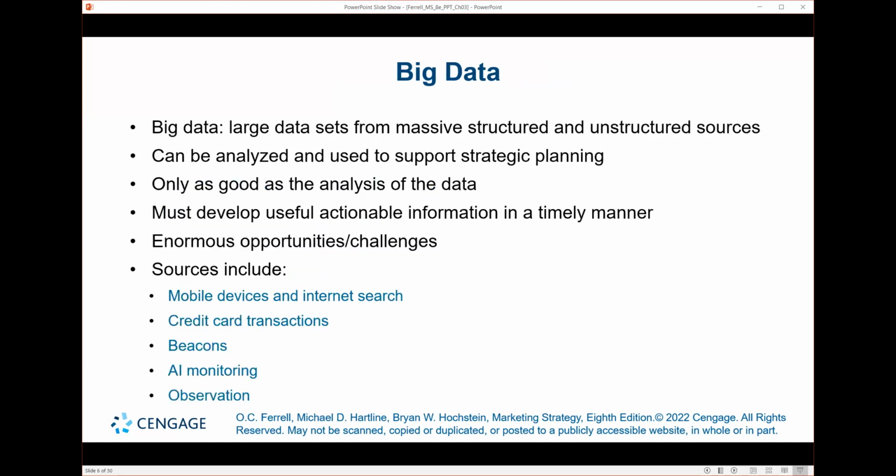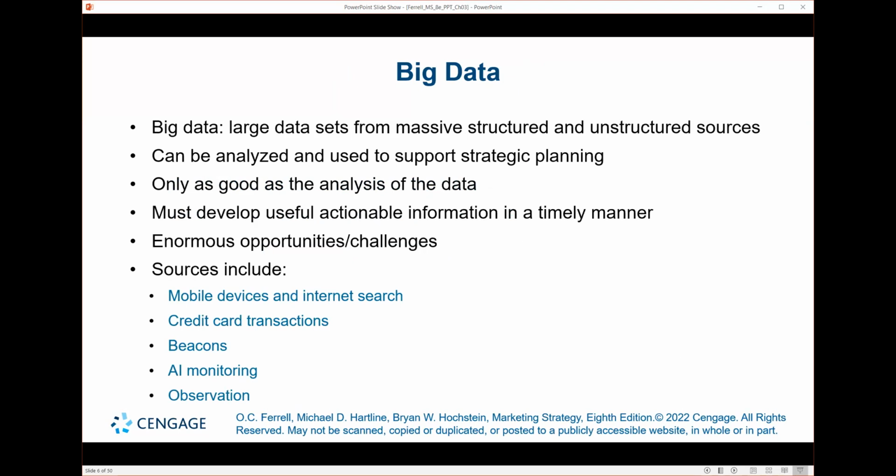And so now we're in the era of what's known as big data. Big data involves massive sets, hundreds of thousands, millions of pieces of data from structured and unstructured sources. By a structured source, I would mean a reward program, such as you would find at Lowe's or any place like that. And unstructured sources are information pieces that you just find from random information.